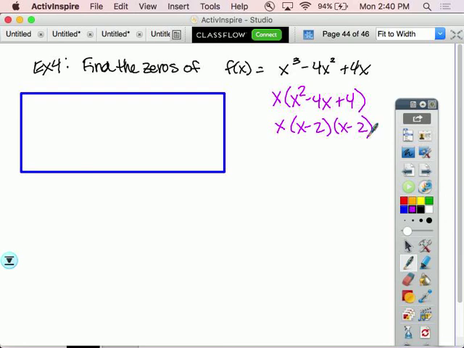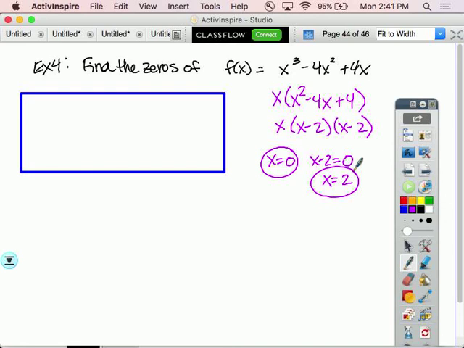Now we're told to find the zeros. So we have to set each factor equal to 0. Is there any sense in writing x minus 2 twice? No, it's going to give us the same number. So we have x equals 0, x equals 2.